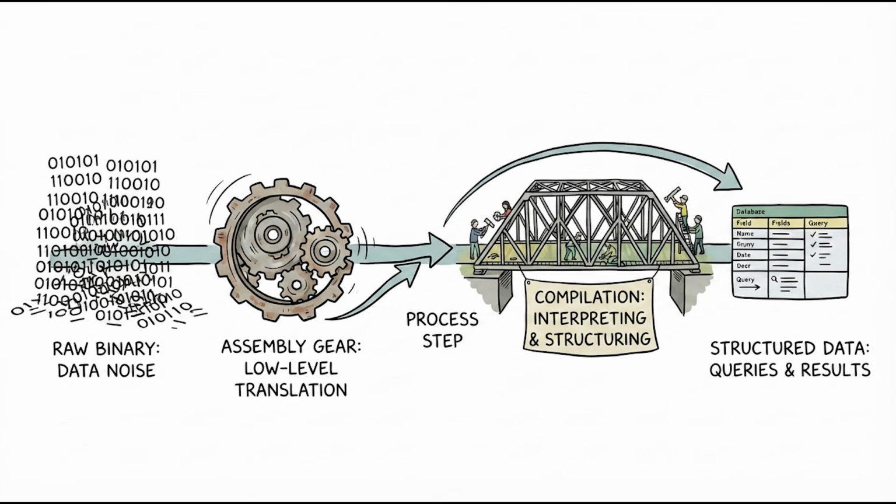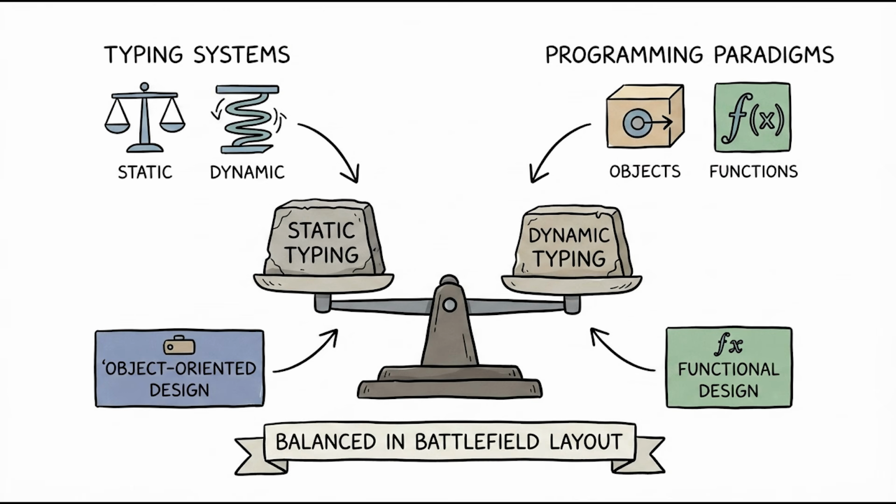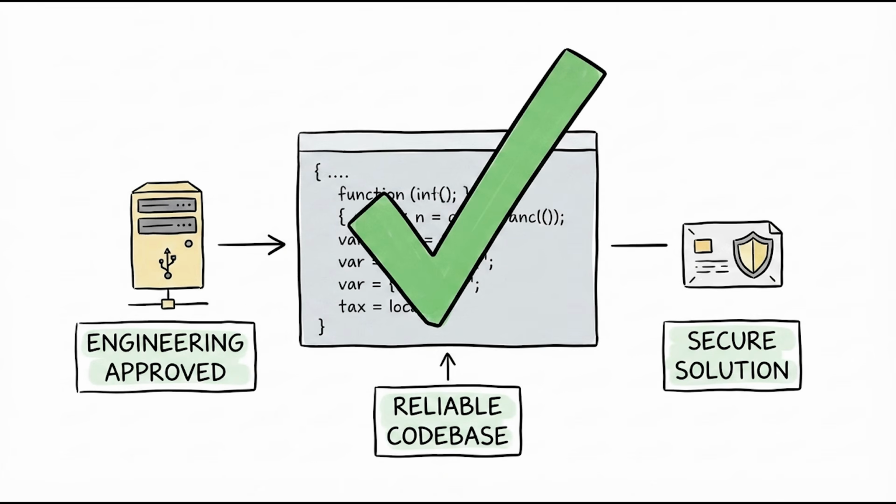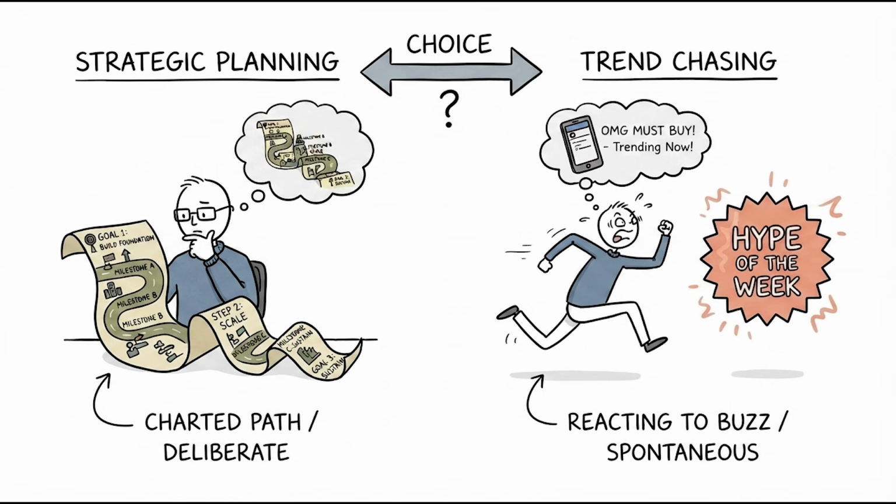From raw binary that only your CPU can stomach, through assembly's zero hand-holding approach, past the compiled versus interpreted divide, into the typing wars and paradigm battles, and all the way down to politely asking a database for your data. Every one of these types exists because someone had a problem and said, there has to be a better way, and honestly, they were usually right.